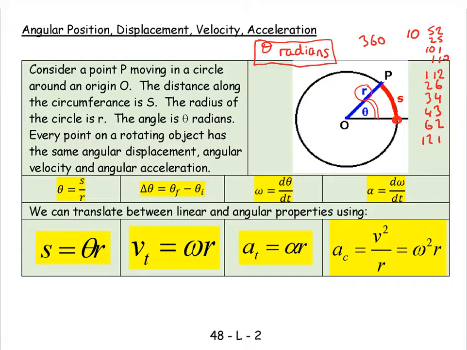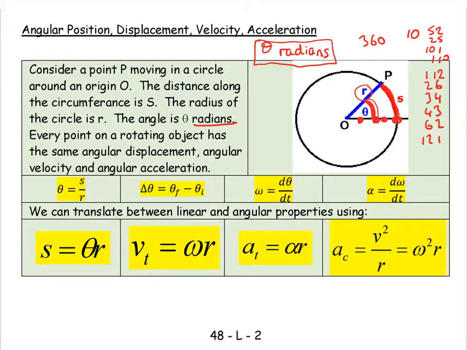Anyway, enough of that. Consider a point moving in a circle around origin O. The distance along the circumference is given by S. The radius is given by R. The angle is theta radians. Every point on a rotating object has the same angular displacement. It's true that if I take a point here and a point here on the radius, they don't have the same value of S. So they don't have the same tangential displacement, but they do have the same theta. So they do have the same angular displacement.